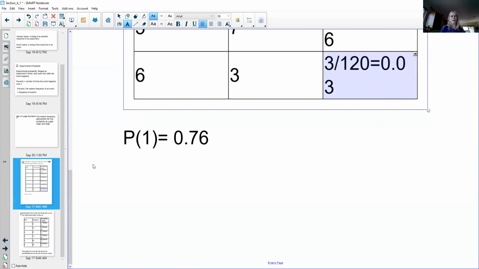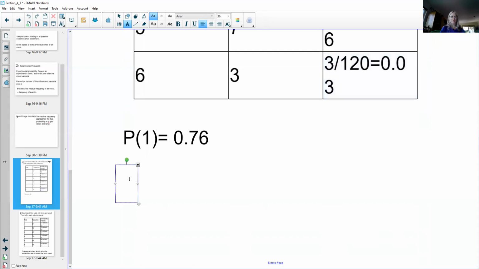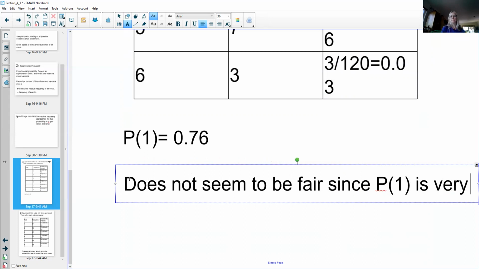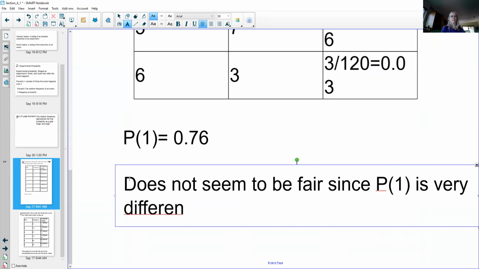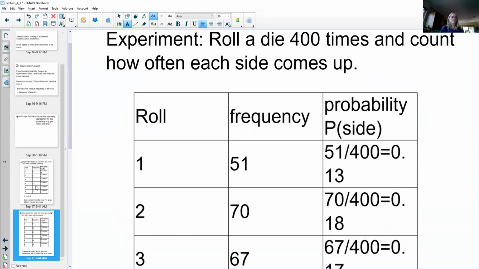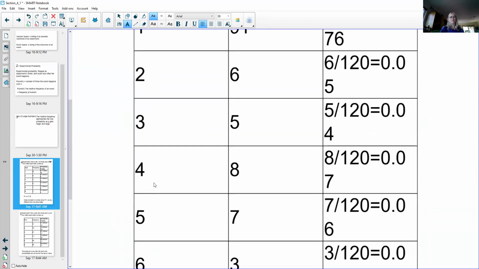This probability is way far away from the rest of them. So this die does not seem to be fair, since the probability of 1 is very different than the other sides. And that's how we actually tell if a die is fair or not: we actually have to do the experiment and see if we get similar probabilities. If we do, then we can say the die is most likely fair. But this one, we would say the die is most likely not fair.